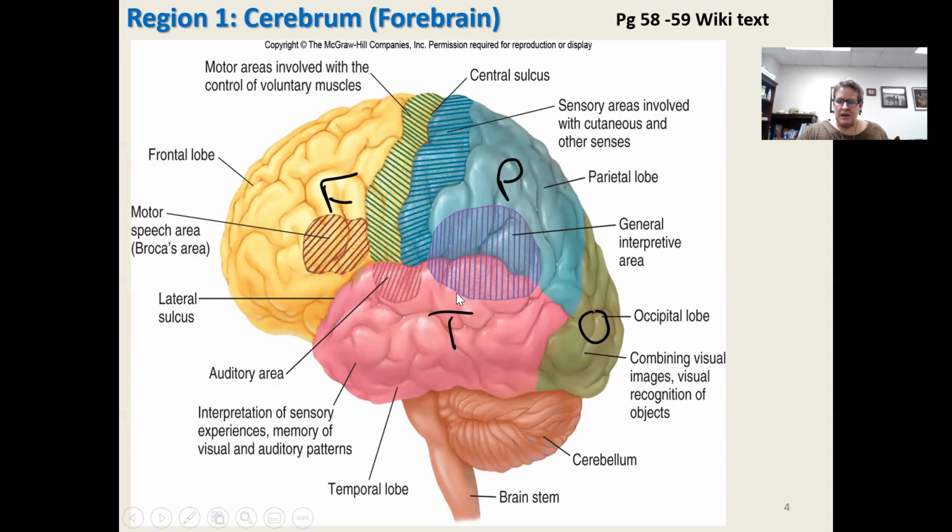Now, this area right here that spans the temporal lobe and the parietal lobe, and although it doesn't show it in this image, it also includes some of the occipital lobe.